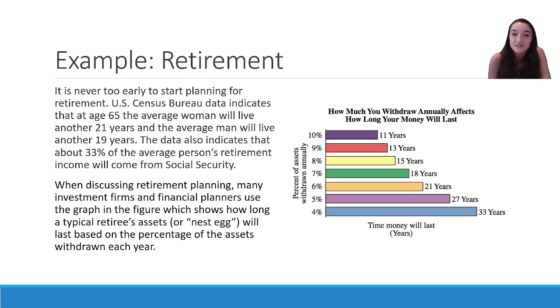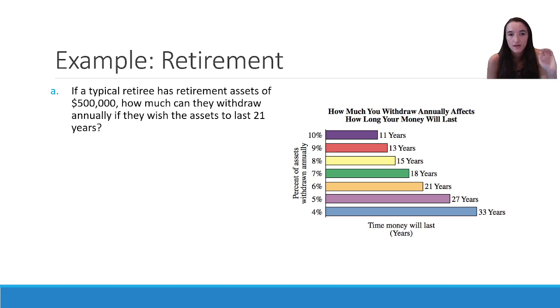The U.S. Census Bureau data indicates that at age 65, the average woman will live another 21 years and the average man will live another 19 years. The data also indicates that about 33% of the average person's retirement income will come from Social Security. When discussing retirement planning, many investment firms and financial planners use the graph in the figure, which shows how long a typical retiree's assets, or nest egg, will last based on the percentage of the assets withdrawn each year.